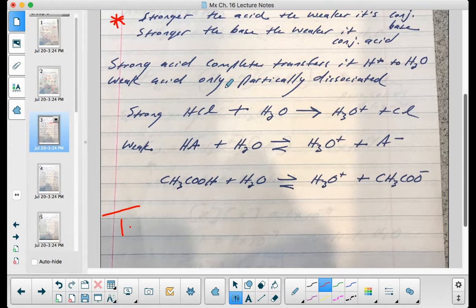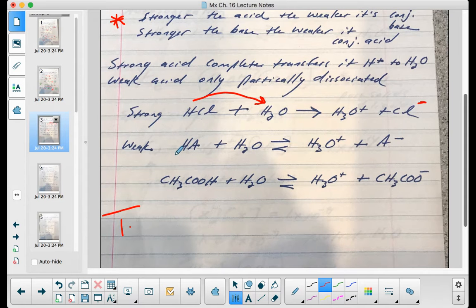A strong acid completely transfers its hydrogen, and a weak acid only partially dissociates. Here I give another example where I show it in its reaction with water. The strong acid, HCl, gives up its hydrogen ion completely to the water, forming the hydronium ion and the chloride ion. And the weak acid, this is just a generic representation of a weak acid, such as acetic acid, in its reaction with water, producing the hydronium ion and the acetate ion.